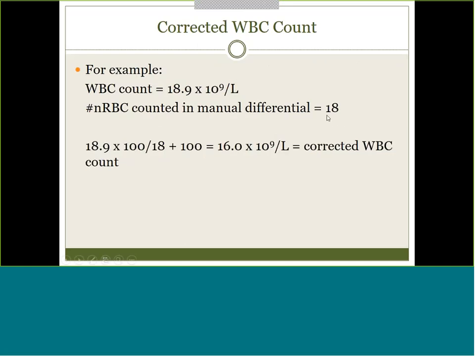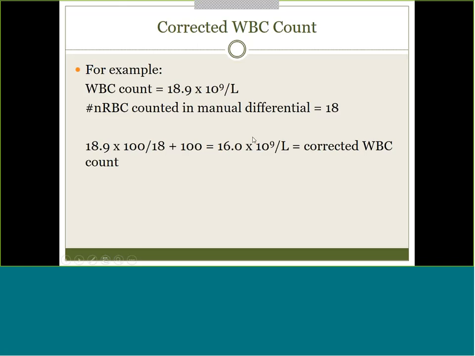So let's practice that real quick. If an analyzer told us the white count was 18.9, and we did a manual differential under the microscope and counted 18 nucleated red cells, let's plug in the numbers. You plug in the 18.9 white count and multiply it by 100, so do that separately. And then on the bottom side, you have the number of nucleated red cells, 18, plus 100, so that would be 118. Divide those two values, and in this case, you should get 16 as the corrected white count. So it is a difference between 16 and 18.9.